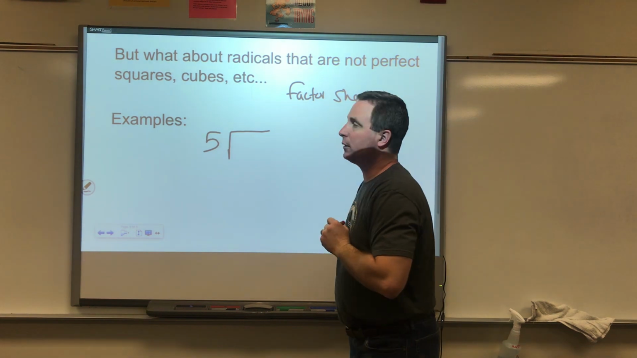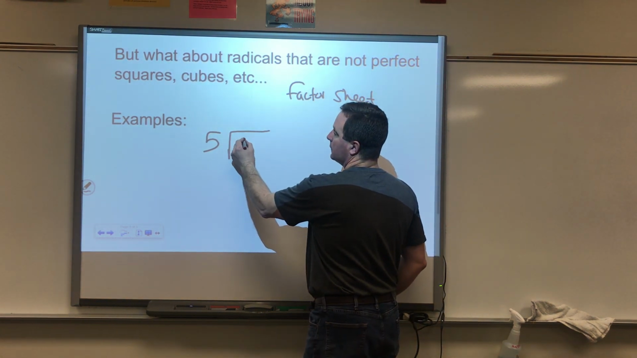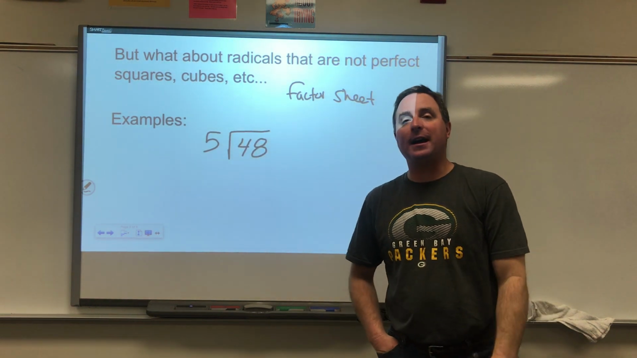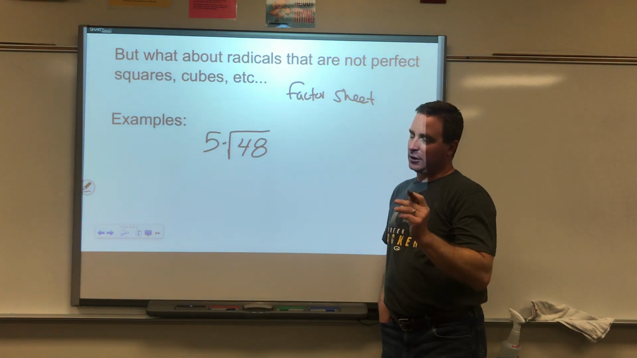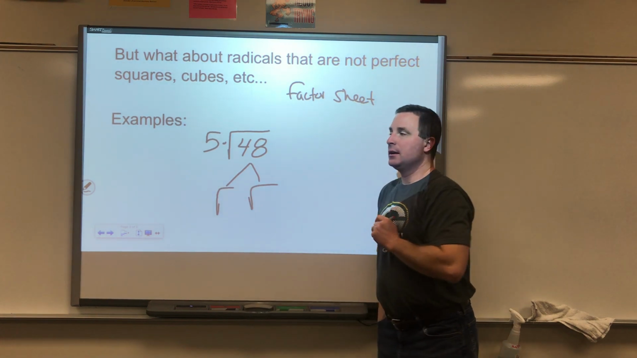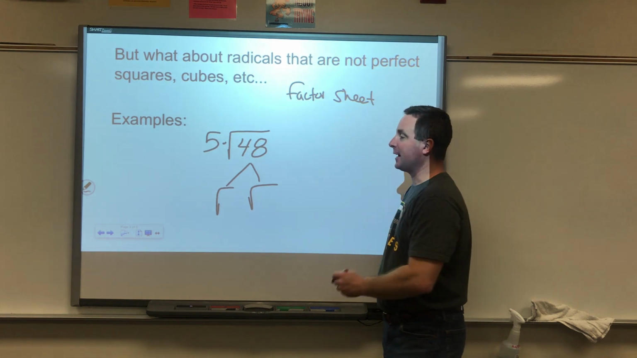5 square roots of 48. Okay, now what's that 5 doing? The 5 is just a multiplier. Okay, we can kind of ignore it to start with. But if you look at 48 and go to its factors, you notice there are 2 of them highlighted in black on your factor sheet.